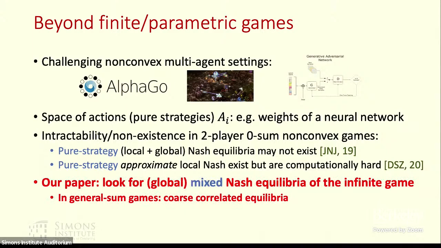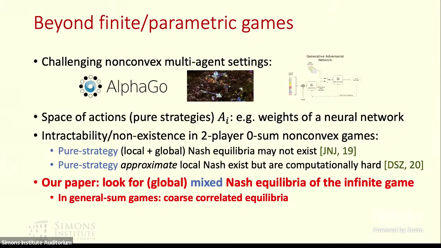So we're going to do something a little different. We're going to say, well, local equilibria have these issues. Let's look instead for global mixed Nash equilibria. These are just mixed Nash equilibria of this infinite game. And that's in the two-player zero-sum game setting. More generally, in multiplayer general sum settings, we can look for global coarse correlated equilibria.